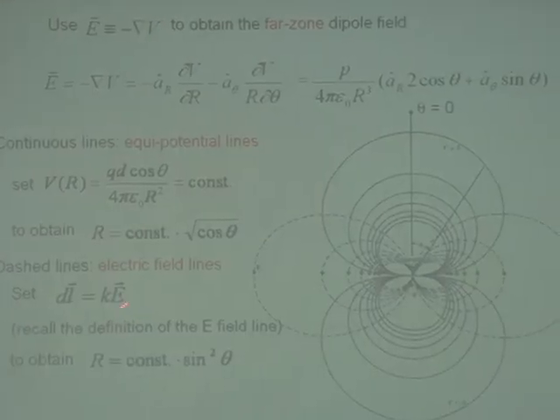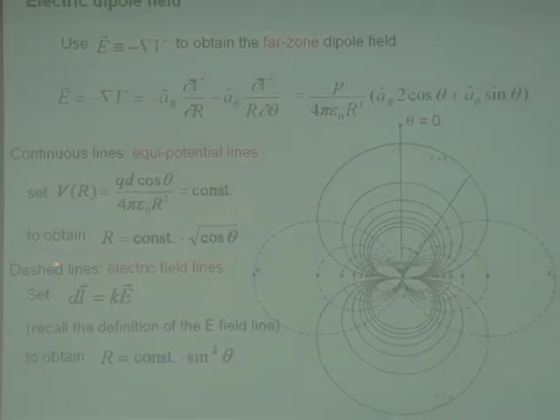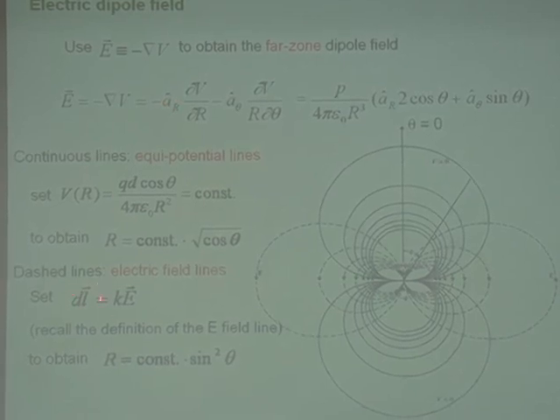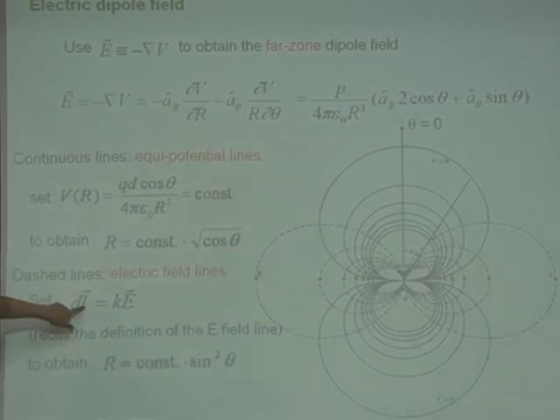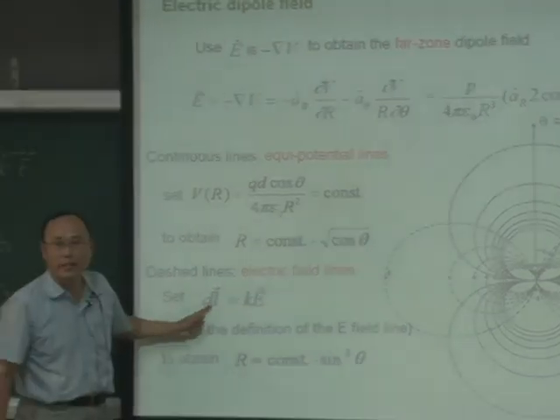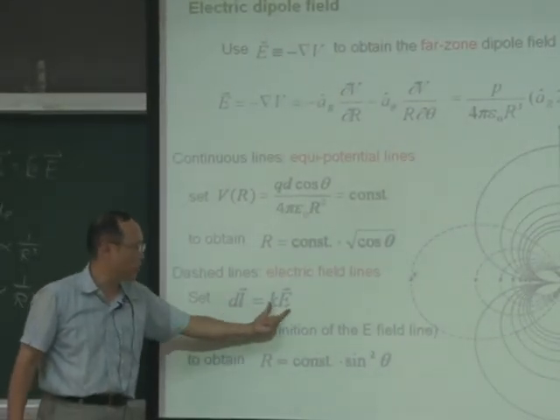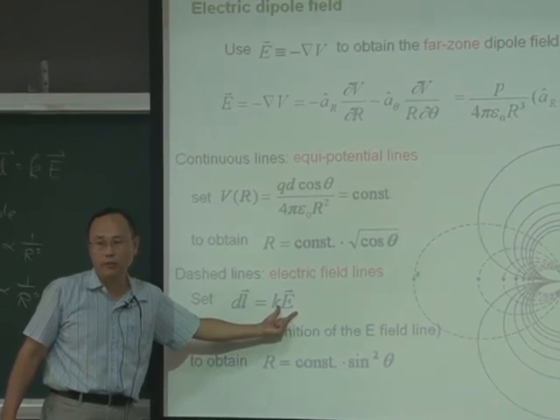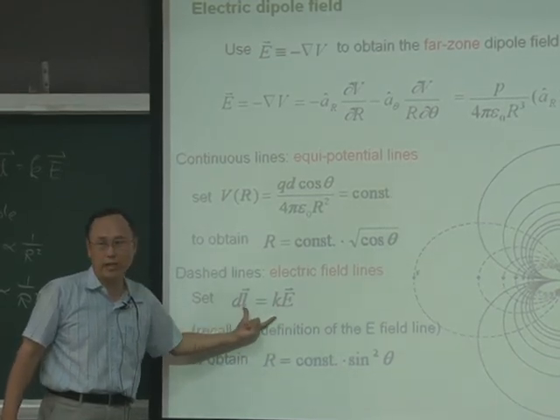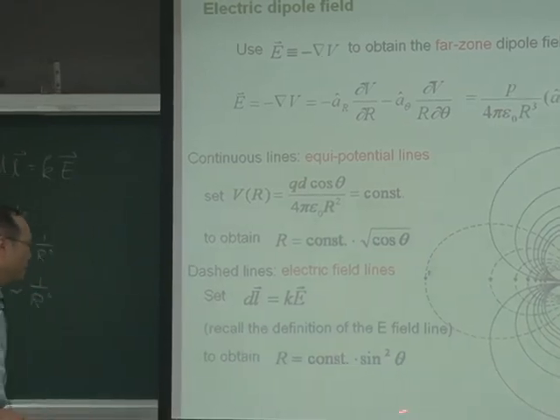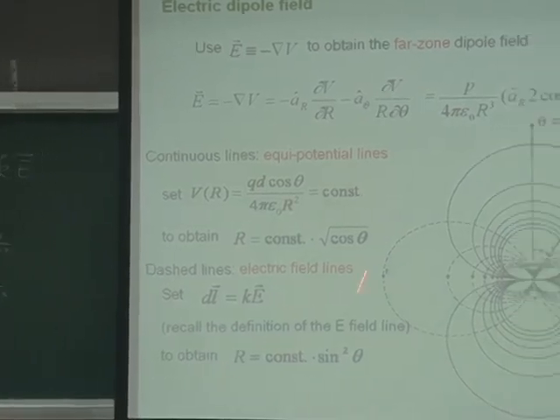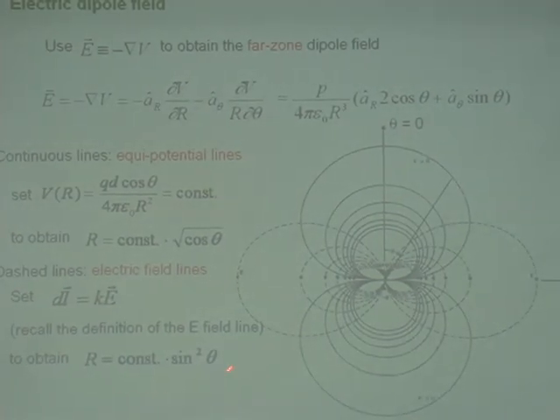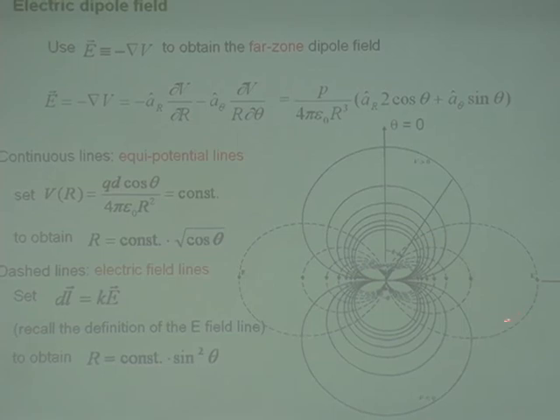So let's do this calculation. We have the electric field right here, and then we construct the path along the E direction. This length is proportional to the local strength of the electric field. If you look up the textbook, starting from this concept, you can derive this expression. Just put this into this equation, and then you can derive this expression to describe the electric field line.